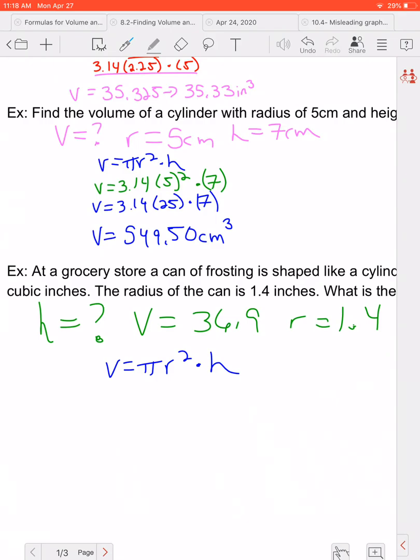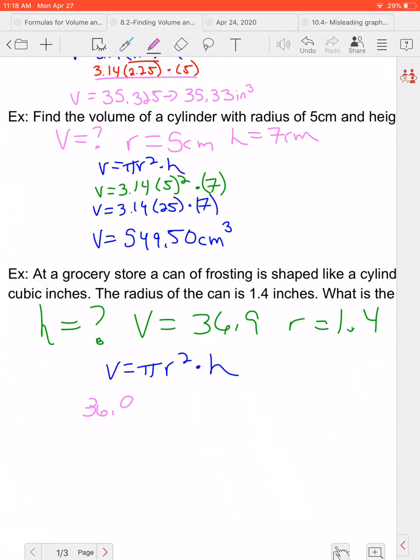Now this time, I do in fact know what V is, so I'm going to plug that in. So we're going to have 36.9 equals 3.14, because we're going to change pi to a number, times r squared, which is 1.4 squared, times h. Now I'm not going to plug in h because I don't actually know what it is this time. Okay. Now in order to solve this, we want to get h by itself. So we need to take care of all of that.